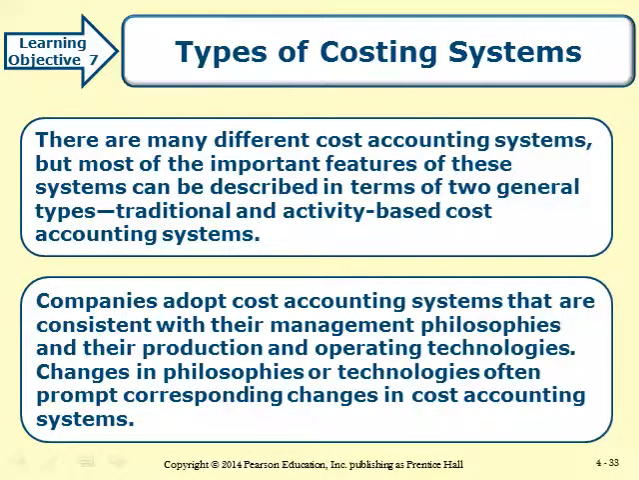So there are many different types of cost accounting systems, but most of the important features of these can be described in terms of two general types: traditional or activity-based cost accounting systems. Companies adopt cost accounting systems that are consistent with their management philosophies and their production and operating technologies. That is to say, there's no absolute right or wrong system to adopt. It depends by company. And again, we talk about their philosophies or their production and operating technologies. Changes in philosophies or technologies often will prompt corresponding changes in the cost accounting system.